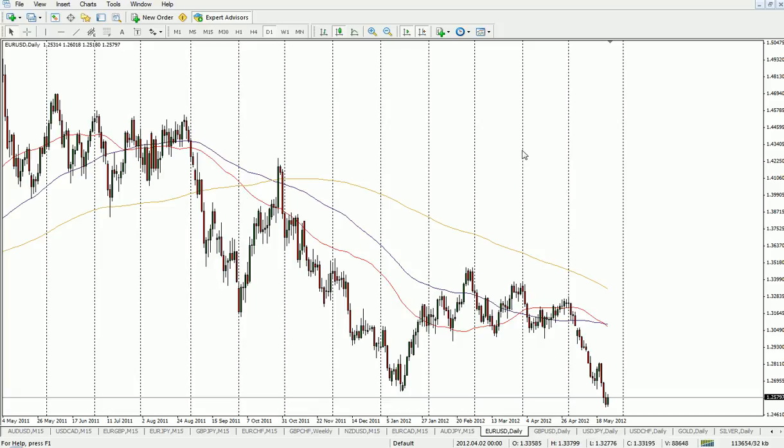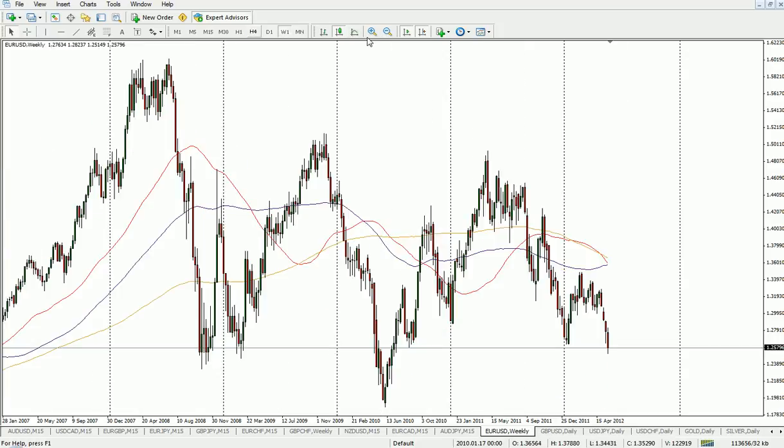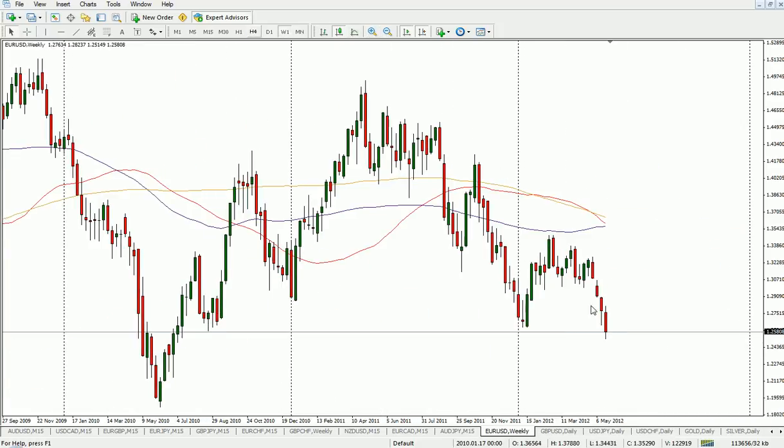Okay, then let's have a look at euro dollar. So what have we had this week? Going on last week's candle, a slightly bullish candle. It did have a bit of a lower wick on it, but the last 1, 2, 3 previous weeks have all been quite heavy weeks in terms of euro dollar.